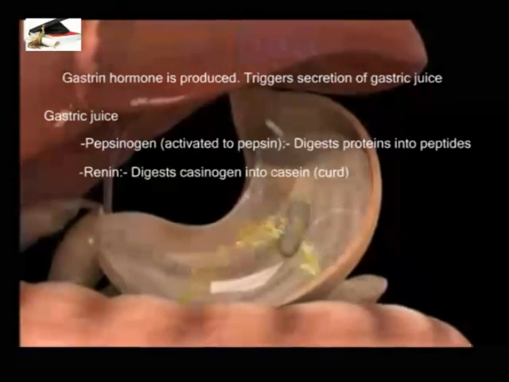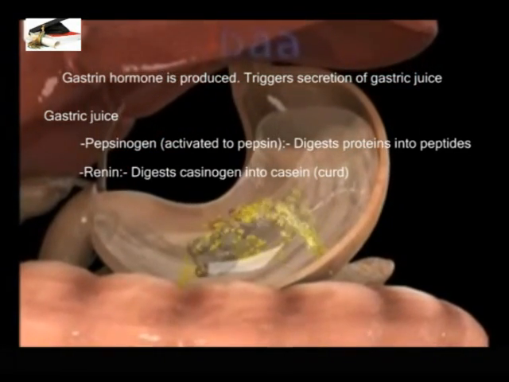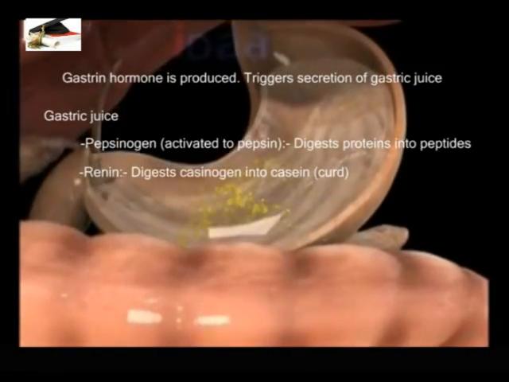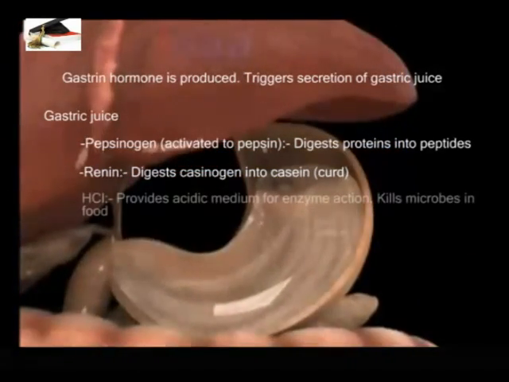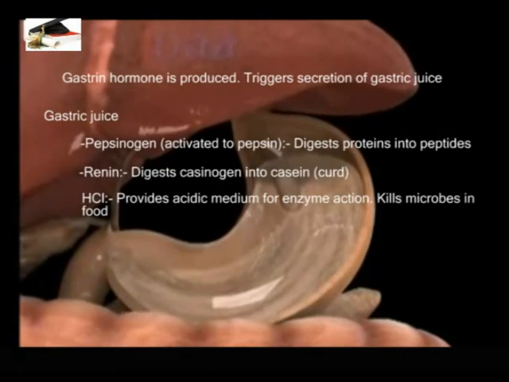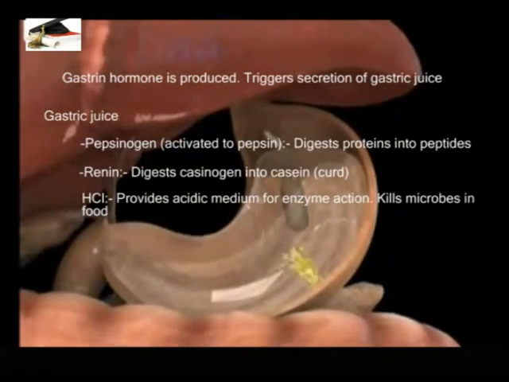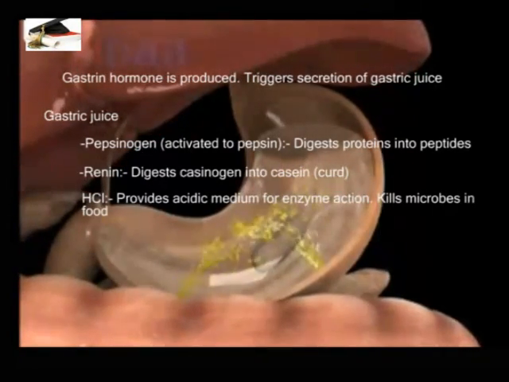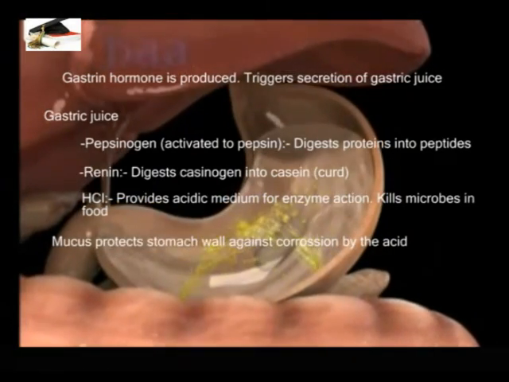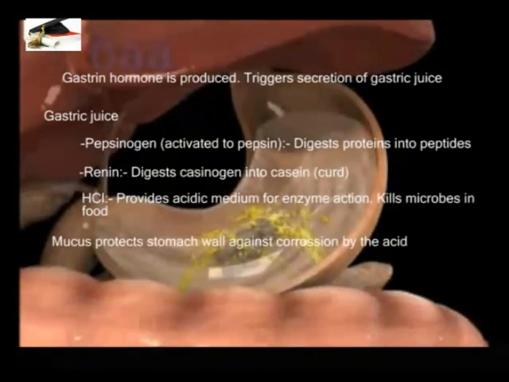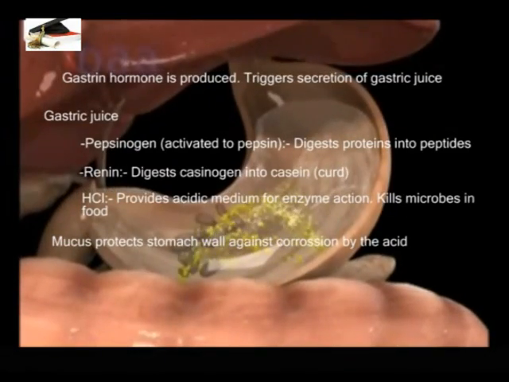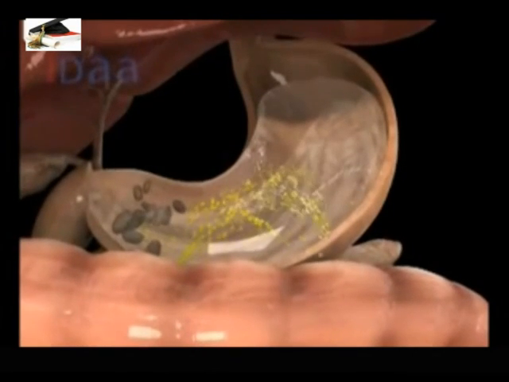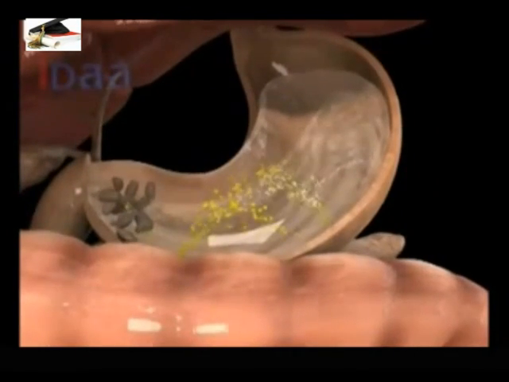Renin enzyme, which digests the protein caseinogen in milk to casein or curd. Renin is abundant in suckling young children. Hydrochloric acid provides an acidic medium for the optimum activities of these enzymes. The acid also kills some bacteria that may be present in the food. Mucus forms a protective barrier to the stomach wall against corrosion by hydrochloric acid. The food then passes from the stomach to the duodenum, the first section of the small intestine.